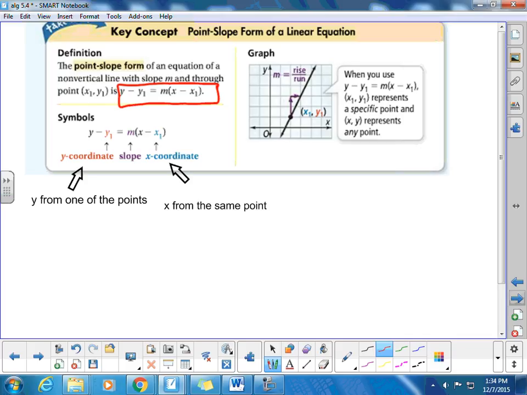where y1 is the y coordinate you're given. It's just one of your points, the slope they give you, or you have to figure out, and the x1 is the x coordinate, just one of your points. So y from one of the points, x from the same point. So let's try one out.